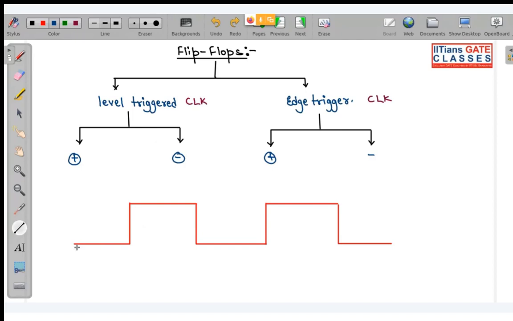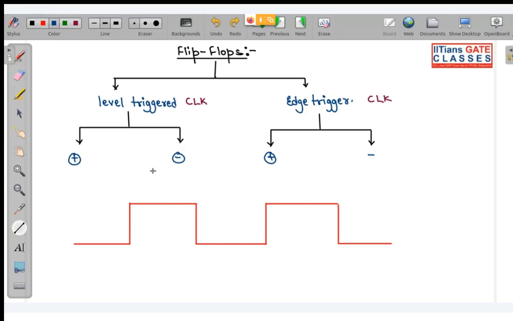So when you have microprocessor, you might see that practical clock, but in this course we will always have this ideal square wave or ideal clock pulses. So what is this positive level? What is this negative level?